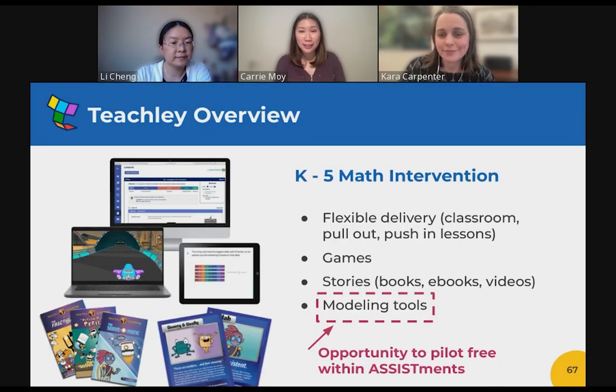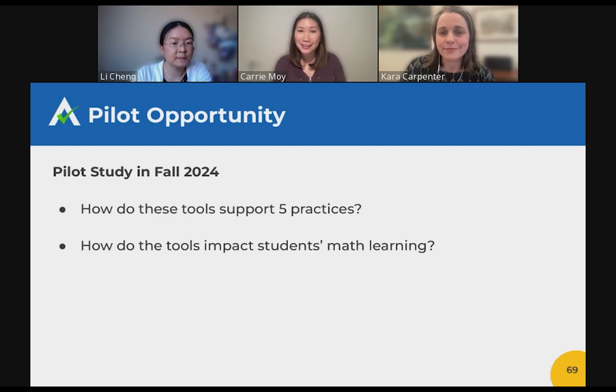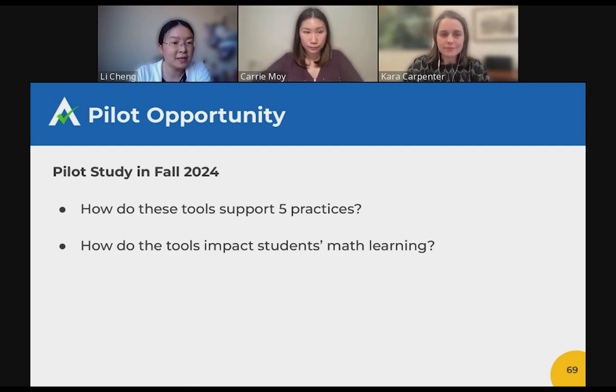And I'm going to pass it over to Lee to talk about how you can join us in this pilot opportunity of this integration. Thank you. So the ASSISTments and the Teachly tools provide great opportunities to support the 5 practices and spark conversations in math classrooms. We have this pilot opportunity to study how these tools support the 5 practices and how they impact students' math learning.